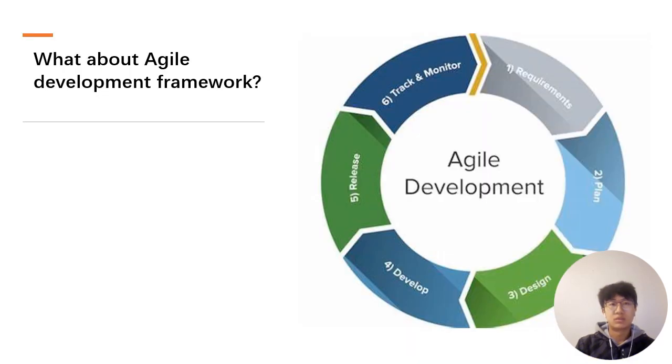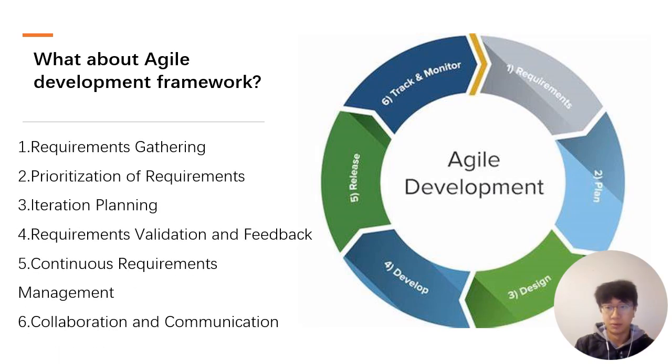But what about the Agile development framework? It also has 6 phases, but it's different from the waterfall model. The first one is requirements gathering. It also collaborates with clients and stakeholders to collect requirements and convert them into user stories: who needs the feature, what they need, and why. Hold regular meetings and workshops to ensure ongoing communication and understanding of the requirements.